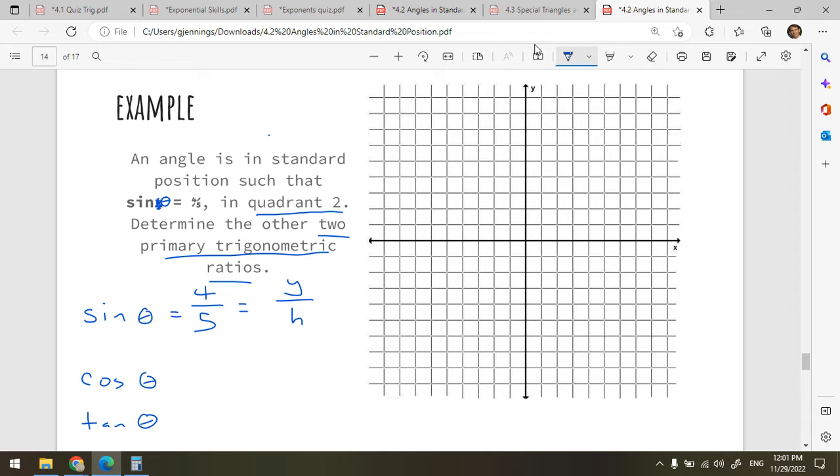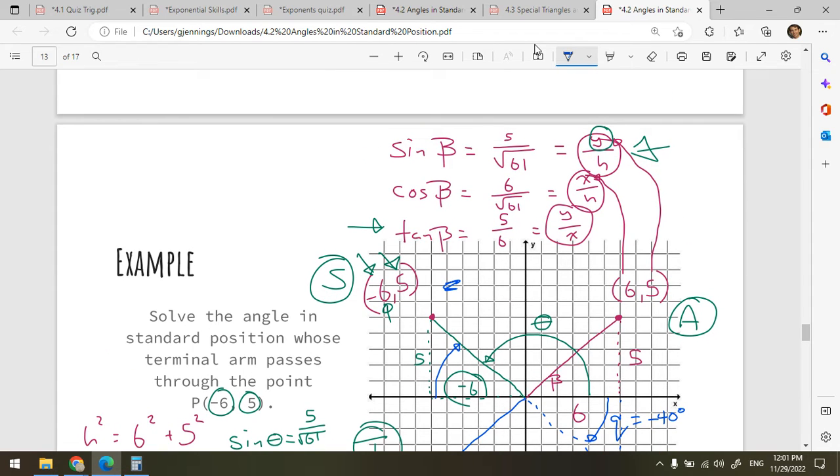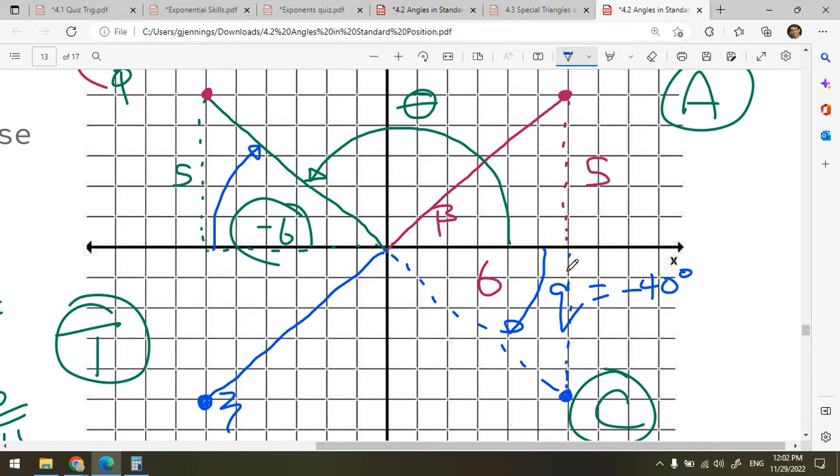Okay, 4/5 is sine. So sine is y over h. I know this because sine corresponds with the y values over the hypotenuse. Over here, when we looked at beta, I'm just going to zoom in on beta so that we can really see. Beta here, its opposite is 5, and that has to do with its y values. Its adjacent has to do with its x values of this point here.